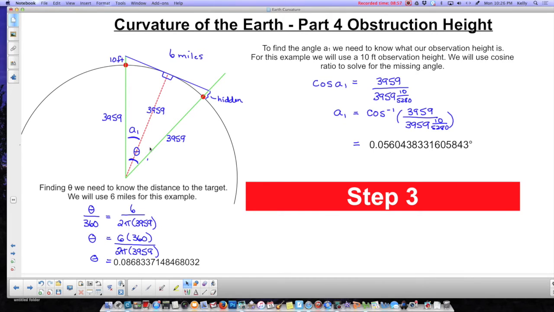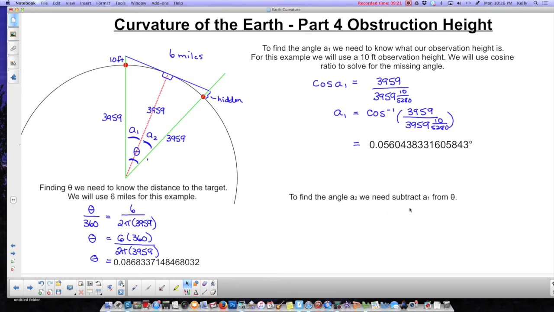Now, in order to figure out what this other thing in here is, because I need to know that angle too, we're going to call that angle A2. I know that A1 and A2 add up to theta, so in order to find A2, I'm just going to take what we found for theta and subtract what we found for A1. And that's what it's going to say under this little step thing here. To find angle A2, we need to subtract A1 from theta. So if I write that down mathematically, I'm going to say A2 equals theta minus A1.